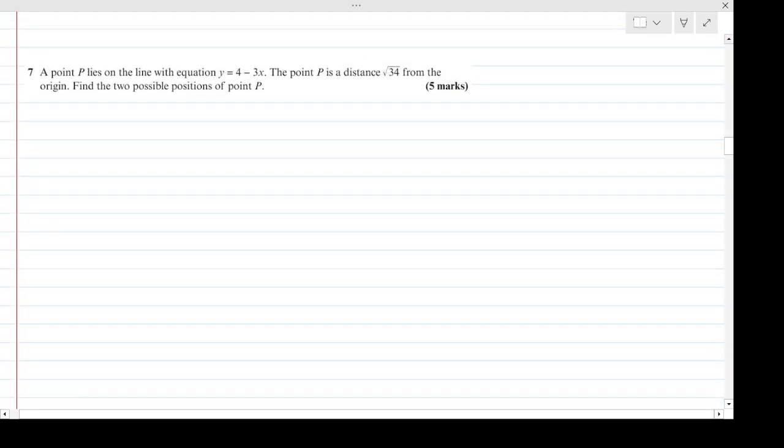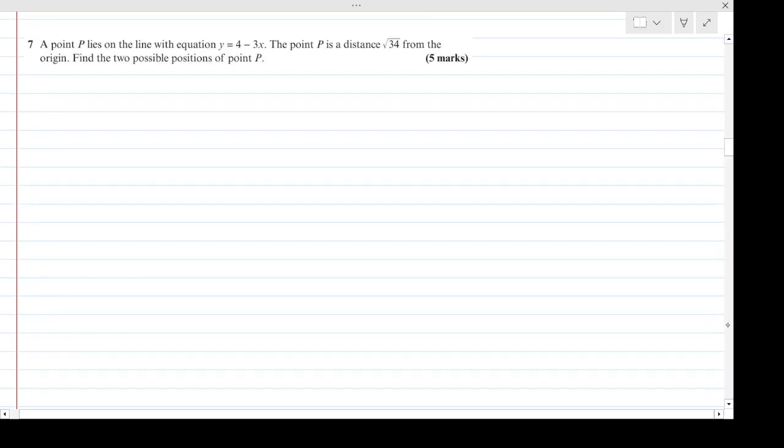A very, very similar example then, to really practice this. We have a point P that lies on the line with equation y is 4 minus 3x. The point P is a distance of root 34 from the origin. Find the two possible values of point P. So we are told that P lies on this equation here. We're not told anything about either x or y of its coordinates, so we just call it (x, y). We are also told that P is a distance of root 34 from the origin.